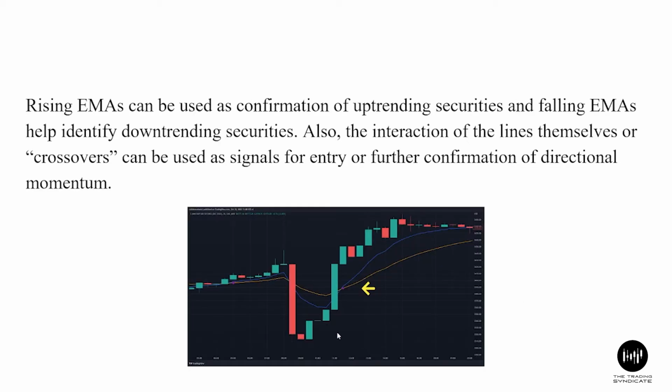Rising EMAs can be used as confirmation of uptrending securities, and falling EMAs can help identify downtrending securities. Also, the interaction of the lines themselves, or crossovers, can be used as signals for entry or further confirmation of directional momentum.